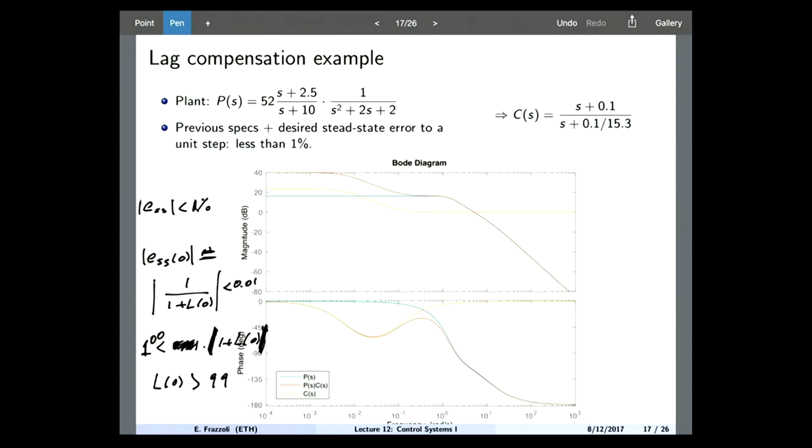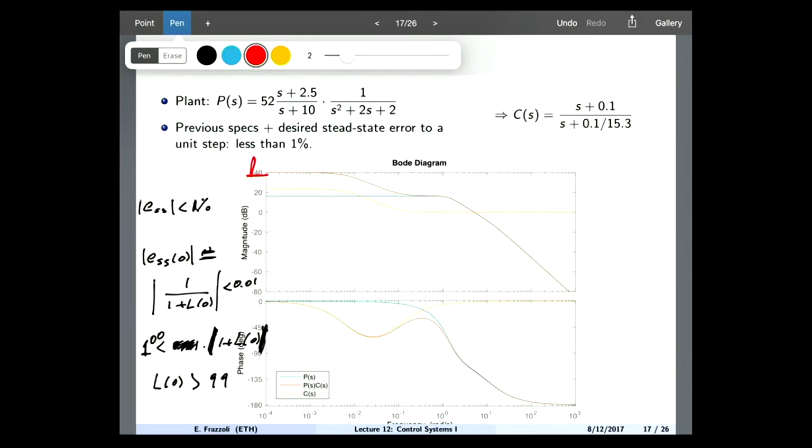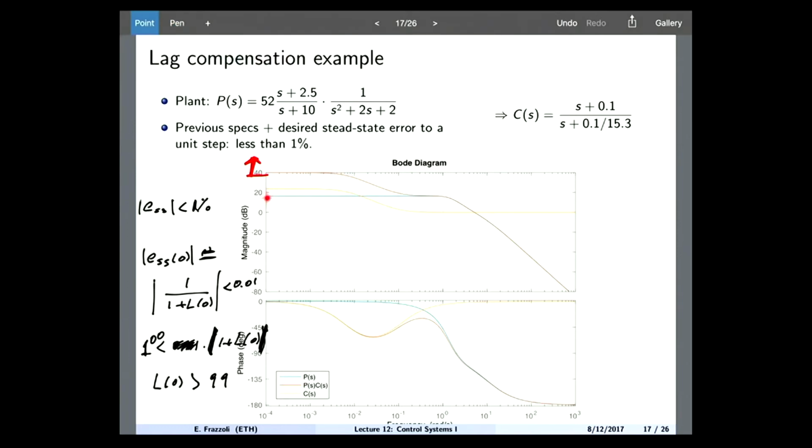So essentially I want my low frequency gain to be larger than 100, which is 40 dB. I want my low frequency magnitude to be at least 40 dB or more. And we see that the original transfer function, even the one after we applied the lead compensator, had a low frequency gain less than 20 dB. So it's not sufficient.